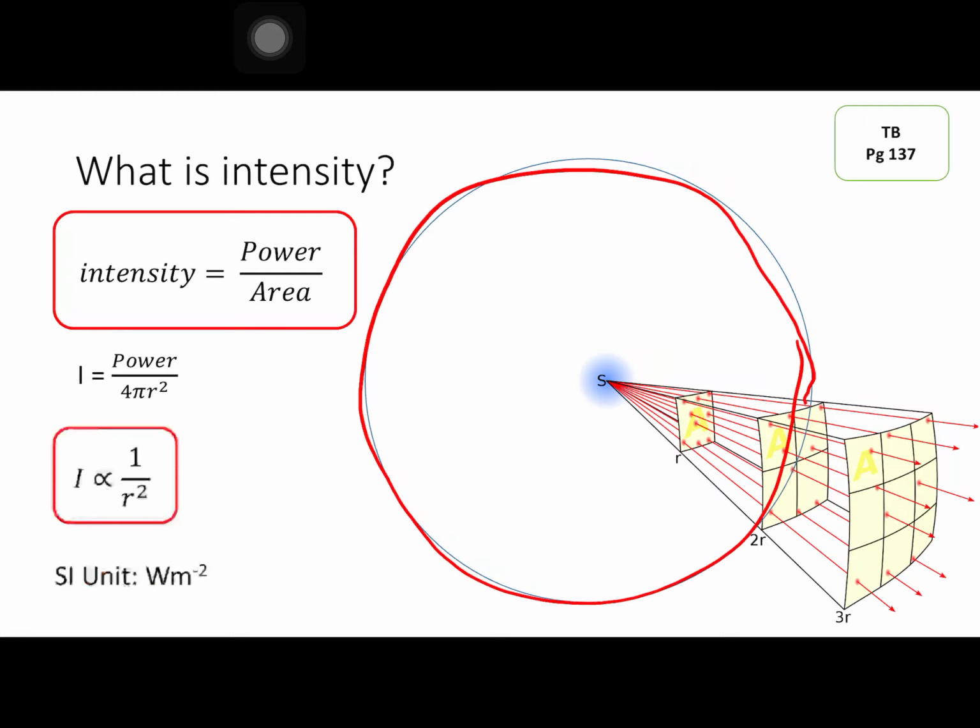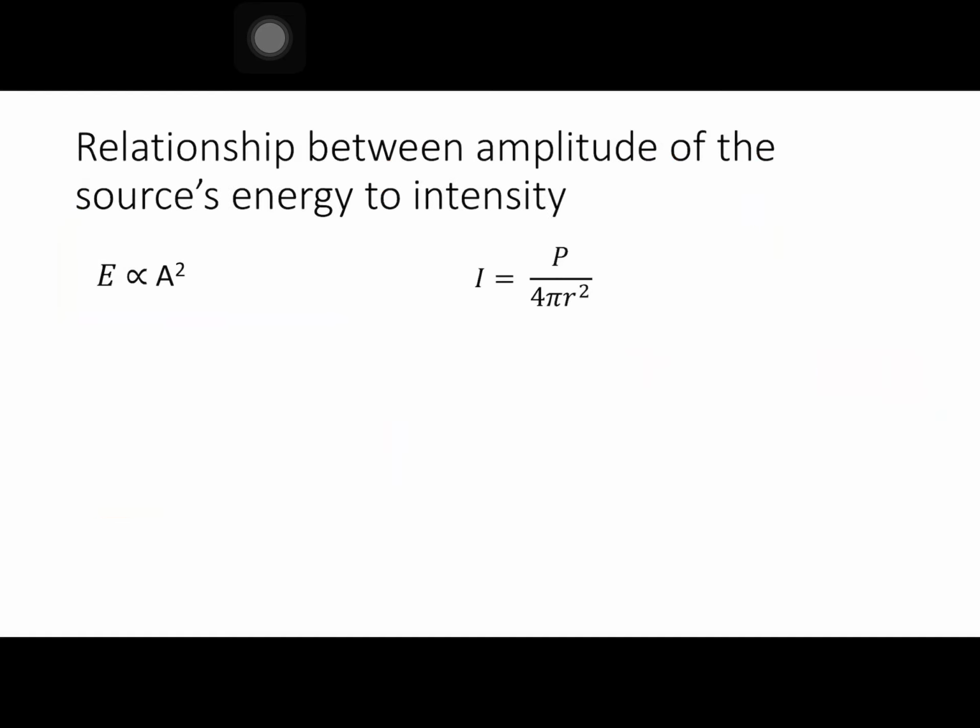The SI unit for intensity is watts per meter squared. Power is watts, area is meter squared, so watts per meter squared.